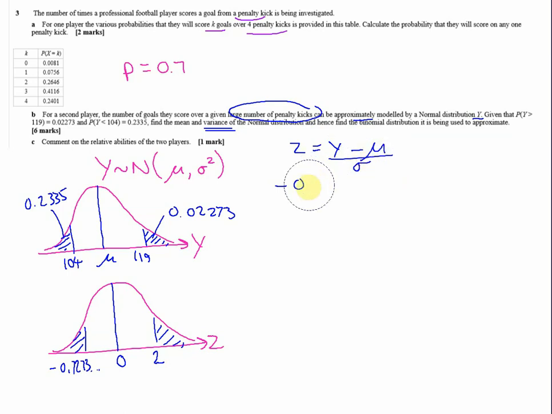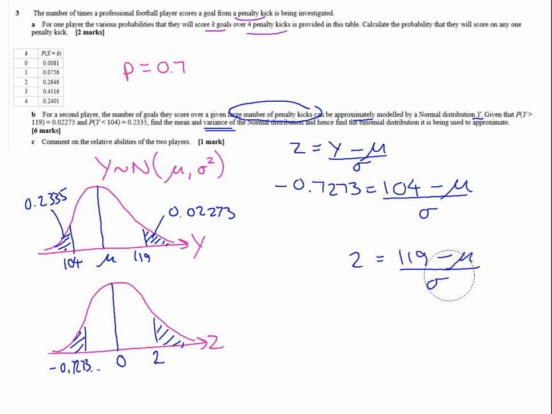So we've got minus 0.7273 is equal to, oh, I've got that information, so it's equal to 104 minus the mean divided by standard deviation. So if there's only one of them, you just rearrange it now, but when there's 2 of them we don't know, we have to use simultaneous equations and eliminate one of them. So we've got 2 is equal to 119 minus the mean over the standard deviation. So let's times by the standard deviation. If you think about what we're doing here is what I said in words.